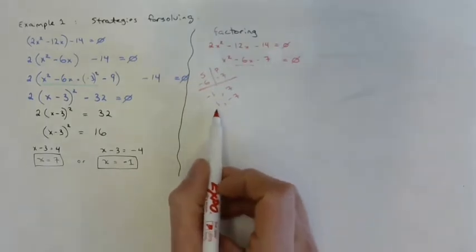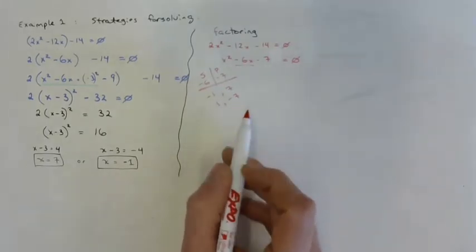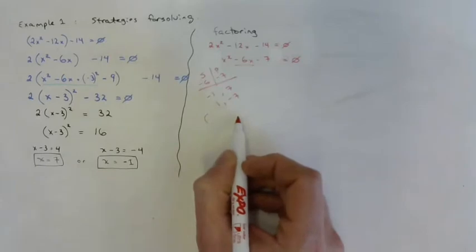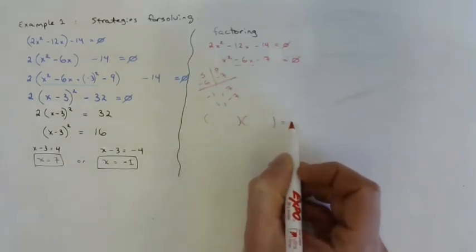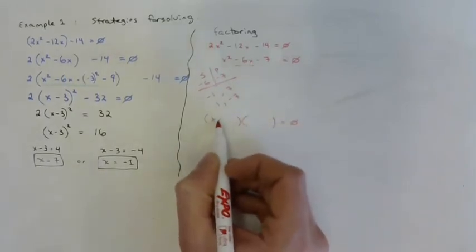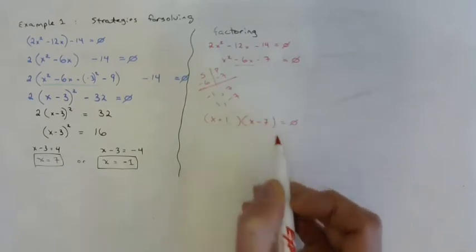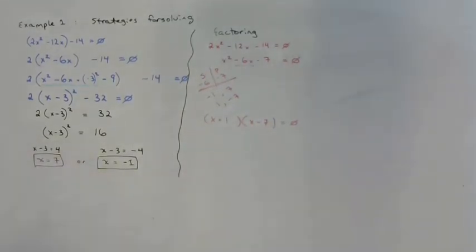Now that you know that your numbers are 1 and -7, you can literally just go into these brackets and rewrite it as x plus 1, x minus 7. This is all. Now, if you don't remember why that works, you need to go back and review or come to me at lunch and review.